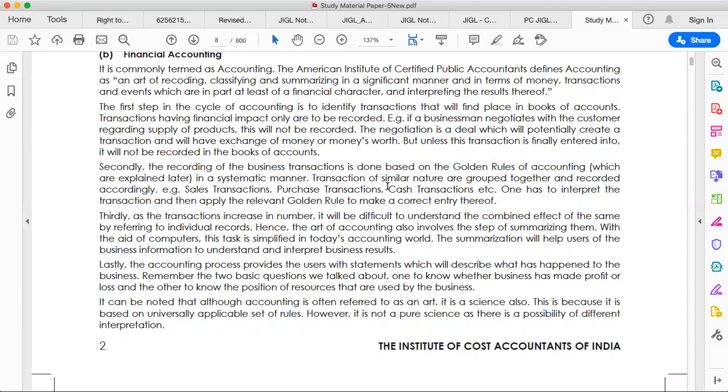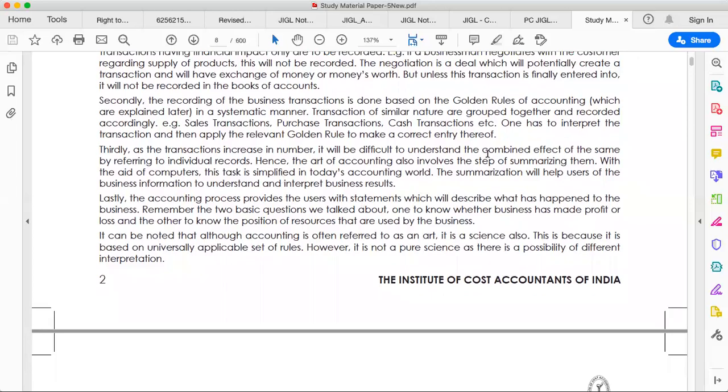Secondly, the recording of business transactions is done based on the golden rules of accounting. You have already seen the golden rules. Three golden rules are there. We'll see later on. So it is done on the basis of the golden rules of accounting. Transactions of similar nature are grouped together and recorded accordingly, like sales transactions, purchase transactions, cash transactions. So we have to interpret the transaction and then apply the relevant golden rule. In 11th, we have already seen what the golden rules are and how they are implemented. In the coming chapter, we'll look at how those are applied.